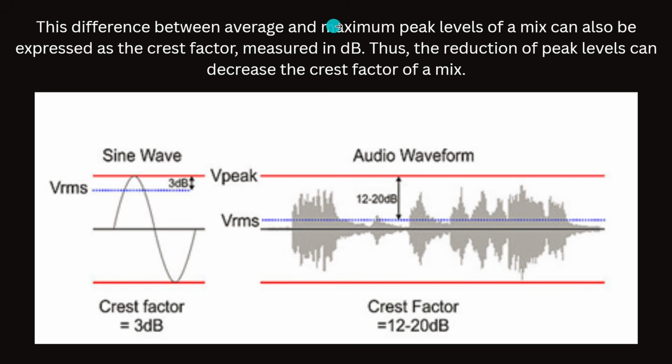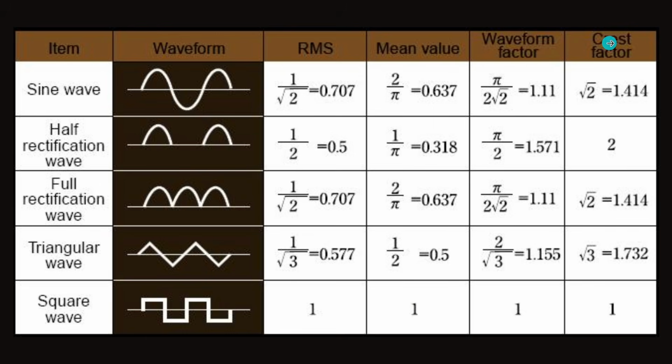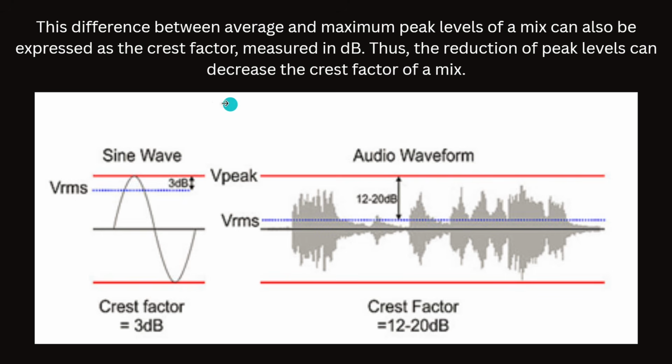This difference between average and maximum peak levels of the mix can also be expressed as a crest factor measured in decibels. So if we go back, here's the crest factor. And we can express it in decibels or direct values. The reduction of the peak levels can decrease the crest factor of the mix. So if we compress music, then this RMS is going up.